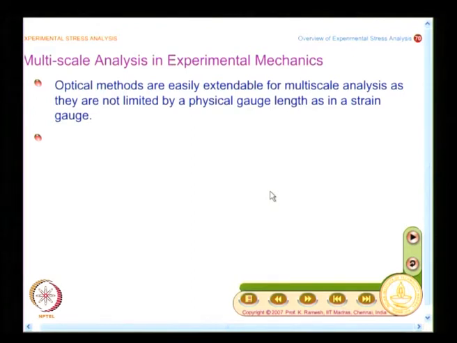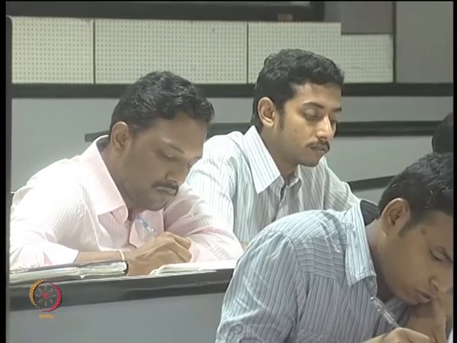This is also very important, because now miniaturization is the order of the day. People would like to make it as small as possible, and you will also like to find out whether from a stress analysis point of view these miniaturized components are stable, and whether they will do the intended service, whether they will come for the life that you talk about. So, multi-scale analysis becomes important.